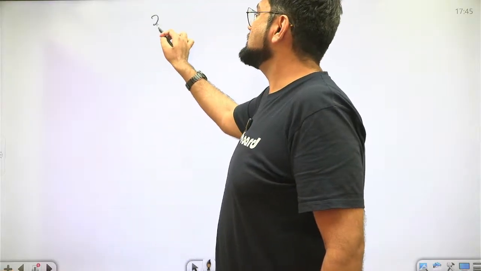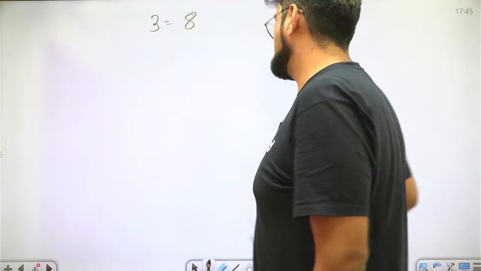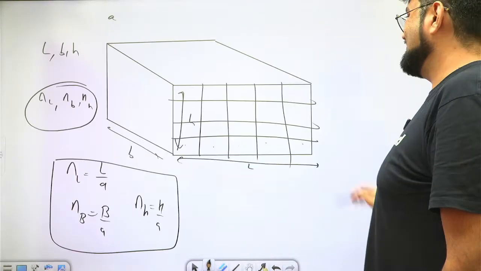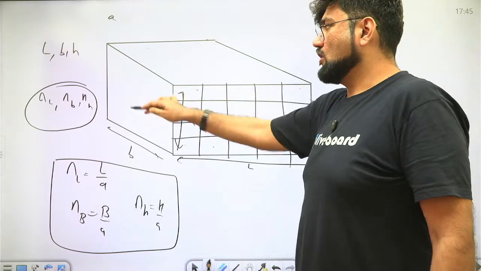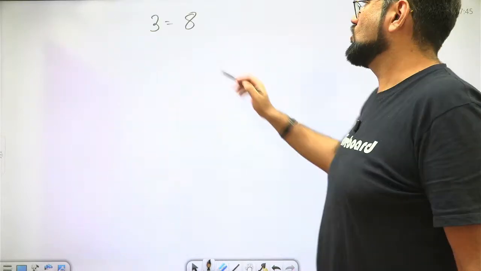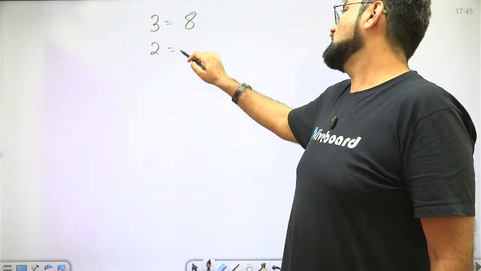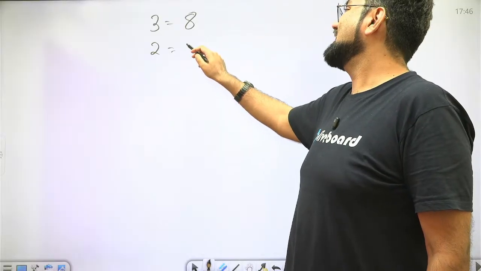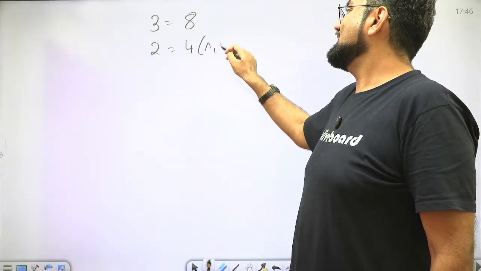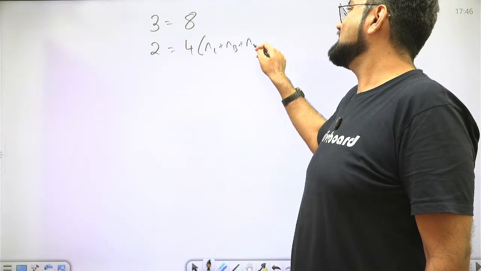We'll have 3 faces painted. So there will always be 8 cubes, the corner ones only. That is still the same. Corner ones will have 3 faces painted. So that is no rocket science. If we have 2 faces painted, the formula is 4 into (NL plus NB plus NH minus 6).